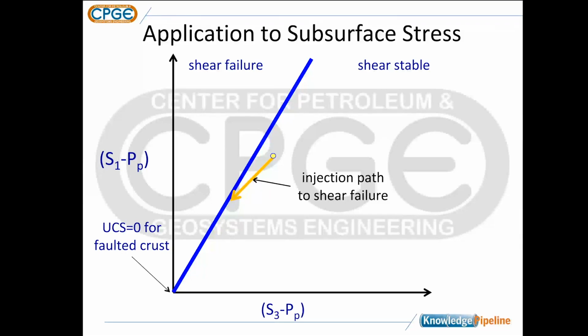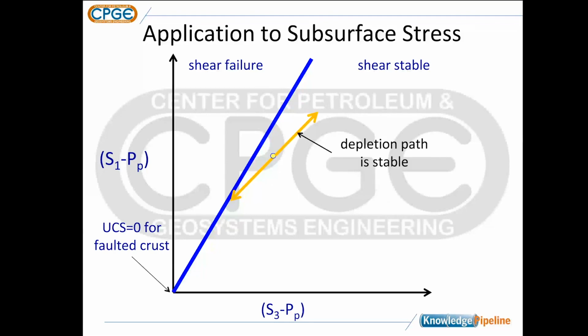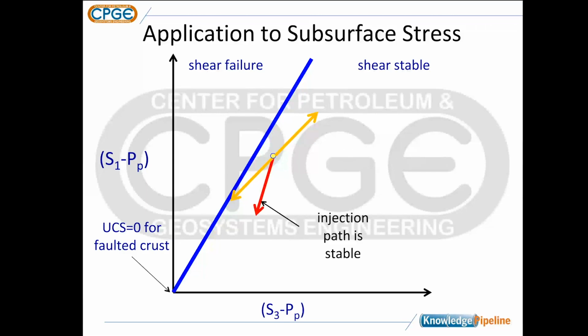If we went the other direction for this particular reservoir, which would be depletion, where we decrease the pore pressure, that would be a stable path. Now, it turns out the slope of this line actually depends on the rock. So in some situations, in some reservoirs, in rare cases, the injection path is actually stable, and it's the production path that leads us to shear failure. The slope of this line depends on the rock properties and the poroelastic behavior of the reservoir.